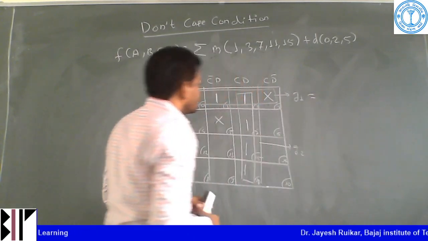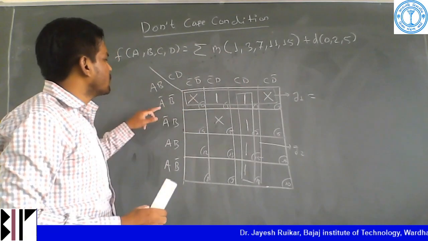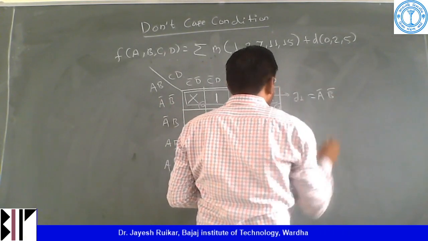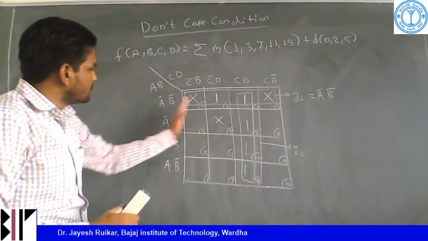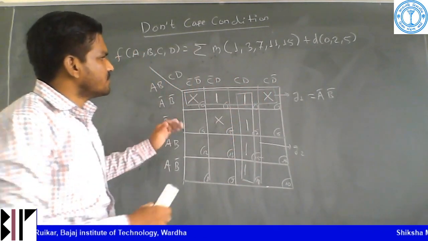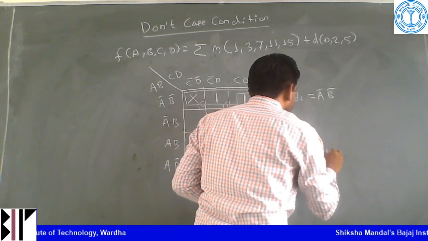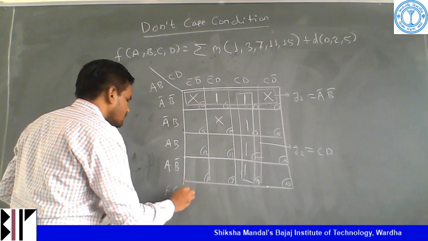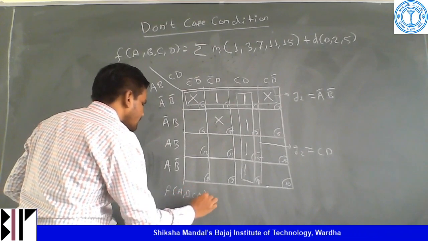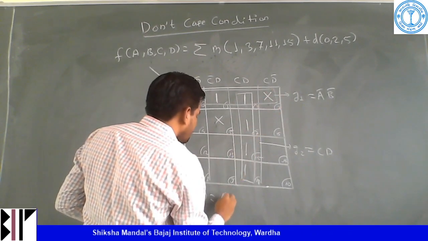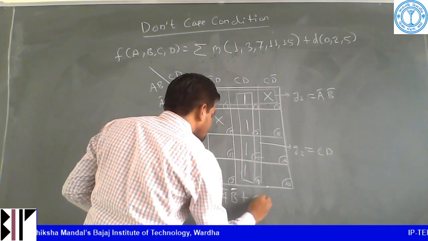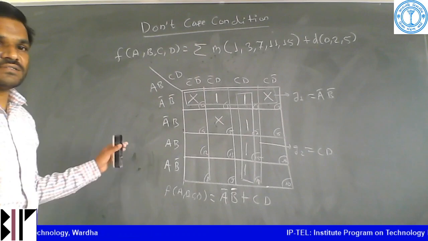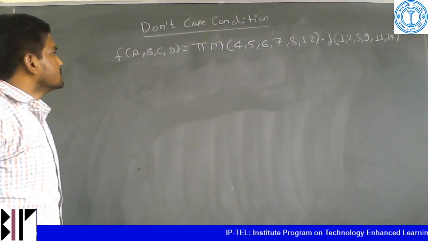And now I am writing the equation for group 1. Equation for group 1 is A bar B bar. And for group 2, everything from the left side is cancelled, only C and D. So the minimized expression for this function A, B, C and D is A bar B bar plus C and D. Got this?